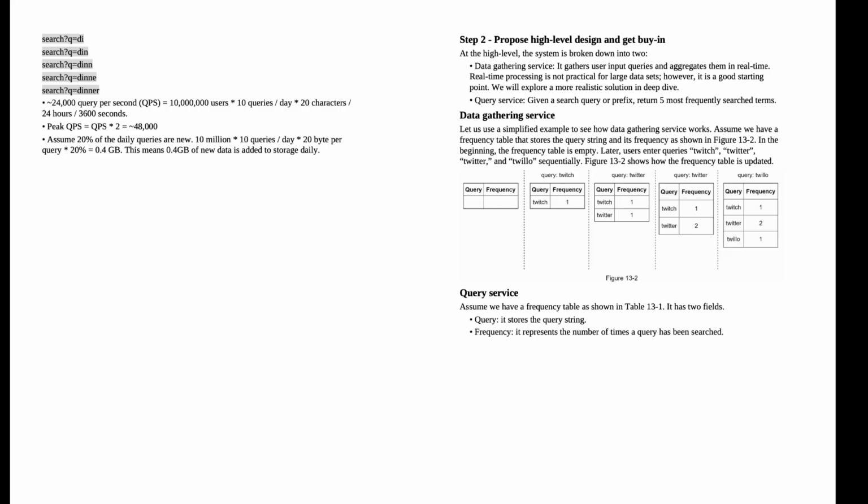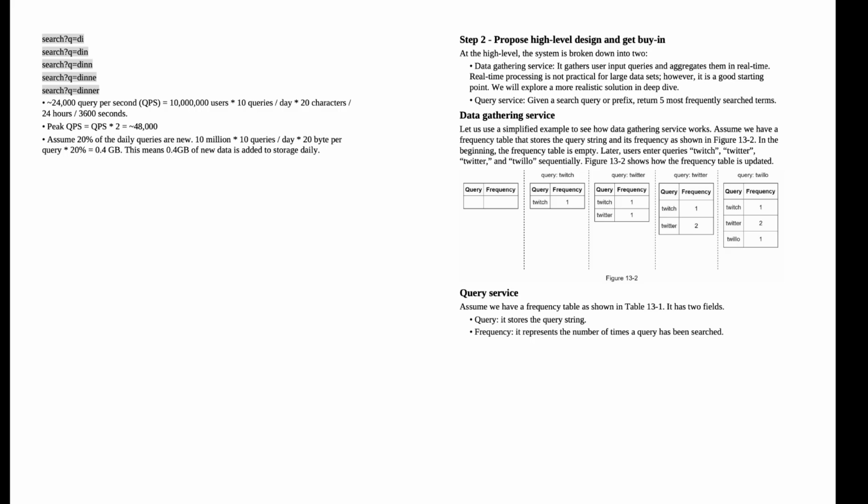Okay, makes sense. So step two: once we are done with the requirements and capacity, we can start thinking about the design. What services and components would be required, and how would your system be scalable and fault tolerant. That is what the author will discuss here. They have created two services: one is the data gathering service, another is the query service.